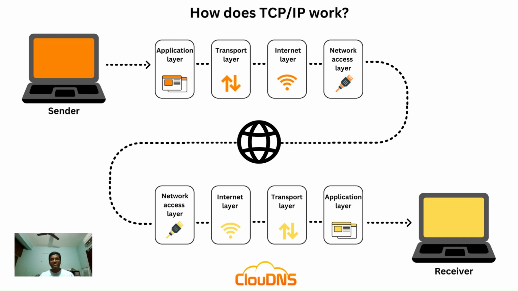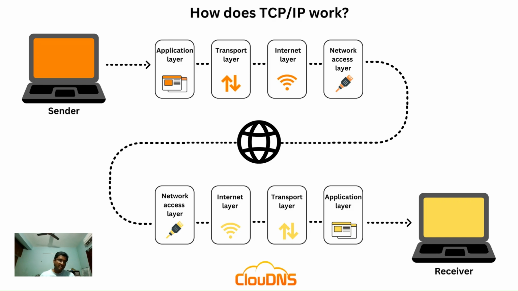And yes, you can see a representation here. This representation tells how TCP works. The sender communicates with the application layer first, then through the transmission, then through the internet and the network access through the cables. Okay, so it is being connected, and it goes ahead to the receiver.